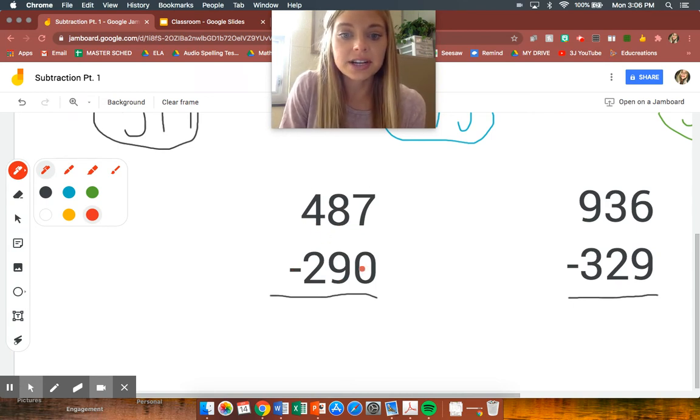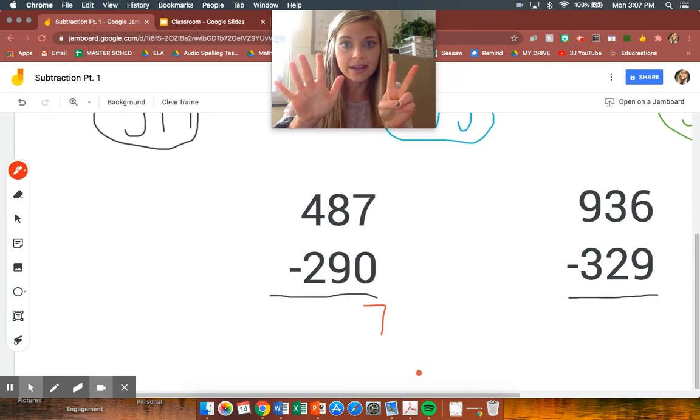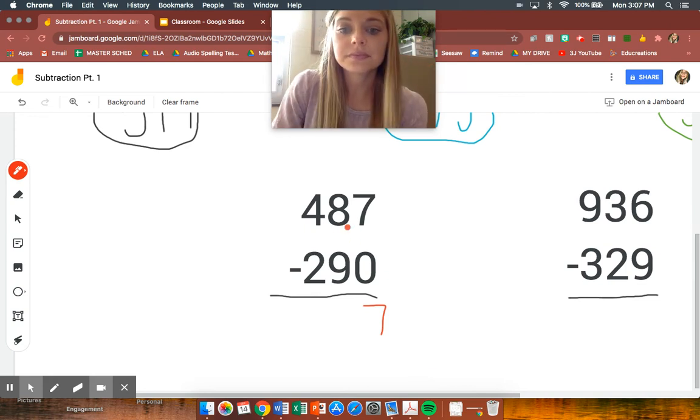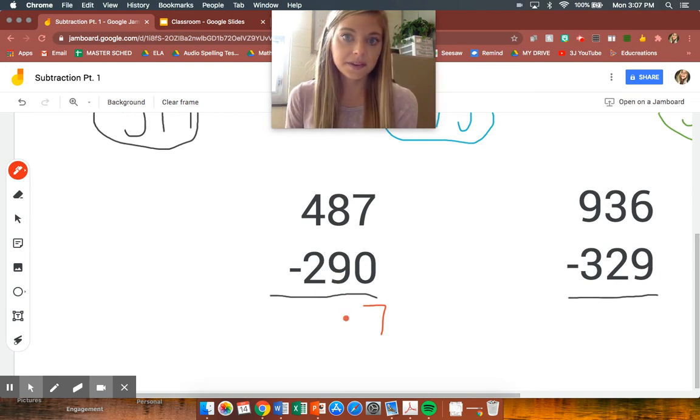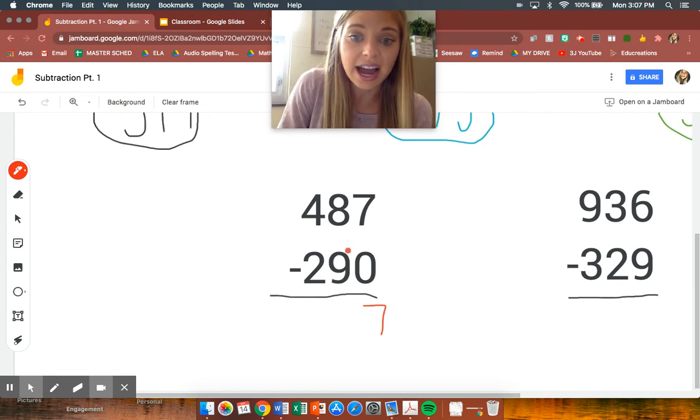487 minus 290. We always start in the ones place. And 7 minus 0, well, that's just 7, right? Because if we have 7 cupcakes and we take none away, we don't eat any of them, and we still have 7 left. Over in the tens place, 8 minus 9. If you have 8 cupcakes, can you eat 9 of them? No, I can only eat 8. I cannot subtract 9 from 8.